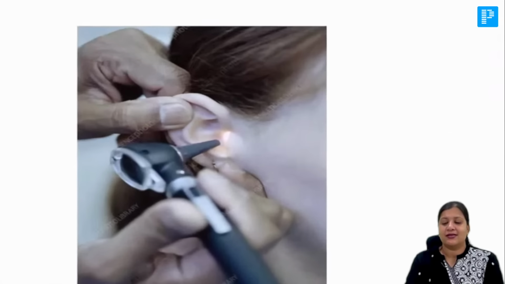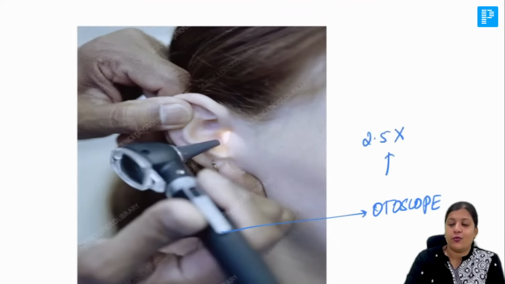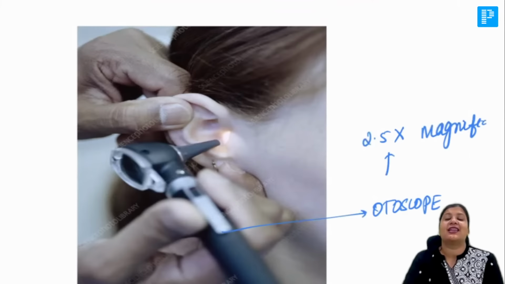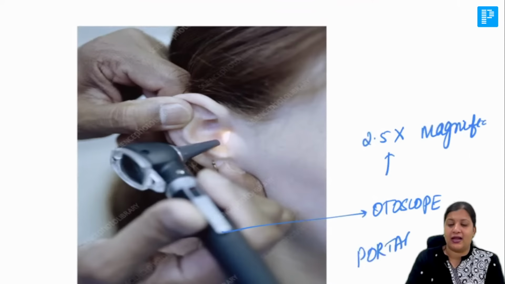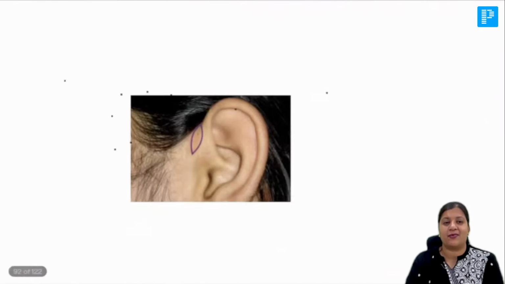Now look at this. The instrument that has been used here is otoscope, and the procedure is called as otoscopy. This gives approximately 2.5x magnification. We can visualize the external auditory canal and tympanic membrane, and because it is portable, I can take it everywhere in the ward or wherever I go to visualize the tympanic membrane.